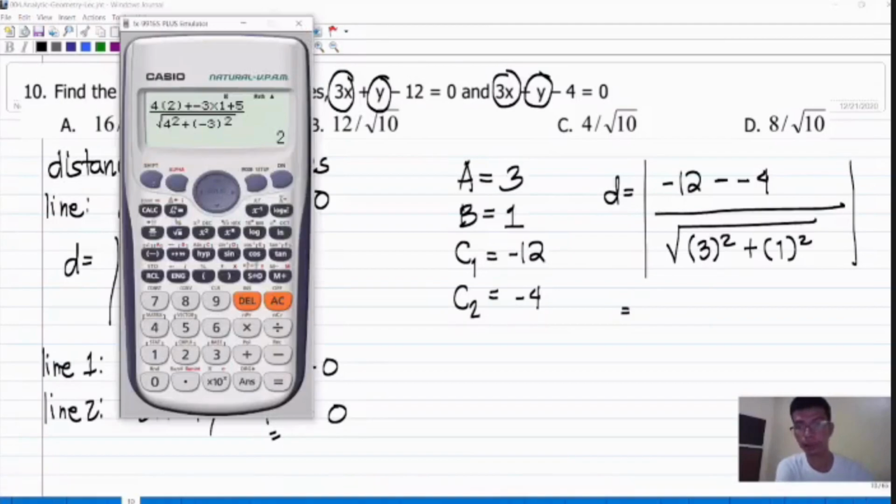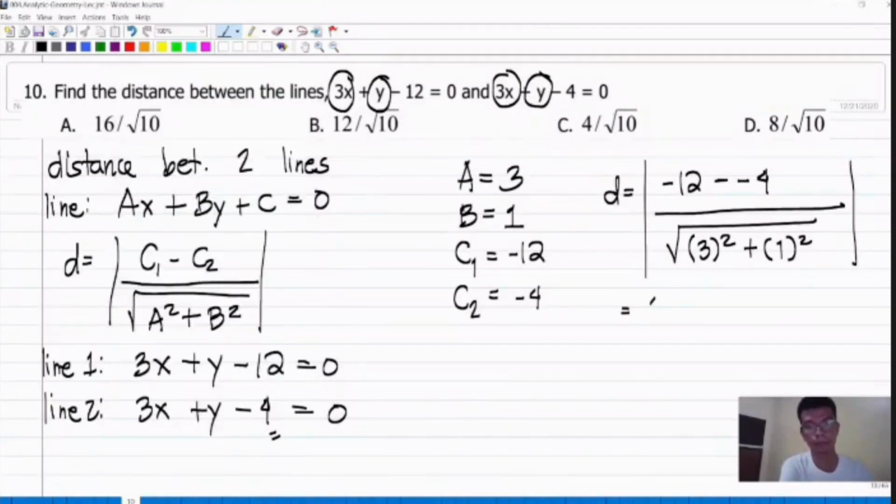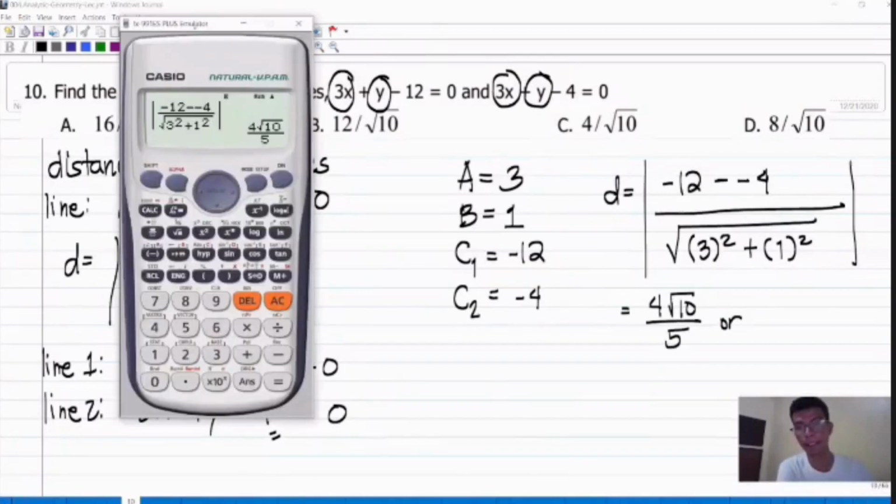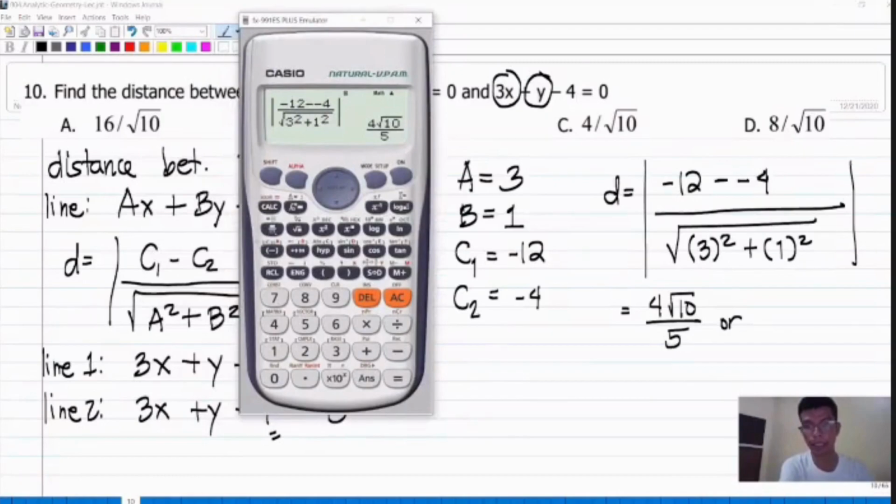Let us check. So absolute, sa loob niyan is merong fraction, negative 12 minus negative 4 divided by square root of 3 square plus 1 square. And that is 4 square root of 10 over 5. Or, tingnan natin sino kay letter A, B, C, D ang maglalabas niyan. Kasi, ang nilalabas ni calculator ay yung mga answer na wala ng square root sa denominator. And that is what we call rationalization.